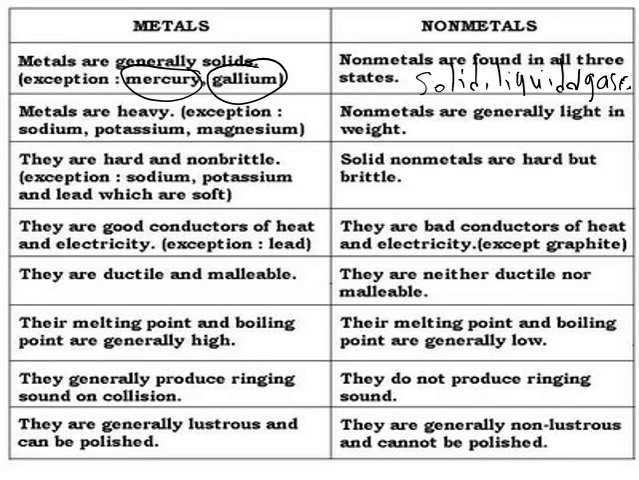Metals, mainly, are heavy. We have some exceptions, for example sodium, potassium, magnesium, while the non-metals are generally light in weight. Metals are hard, while the non-metals, some of them, the solid ones, are hard but brittle somehow.